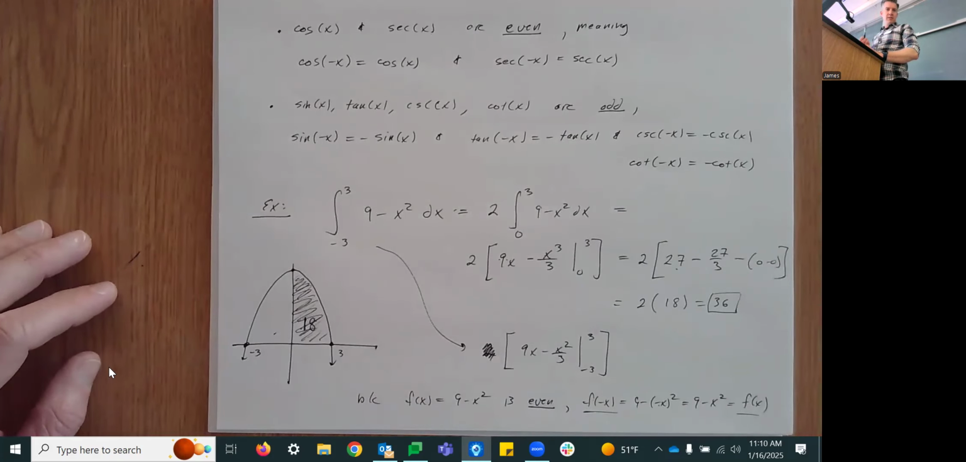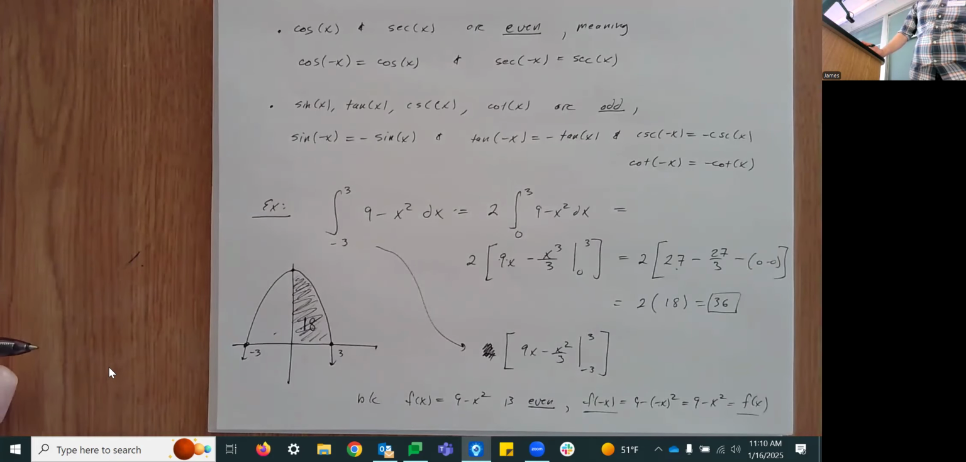All right, let us switch gears a little bit and look at some of these interesting word problems here.